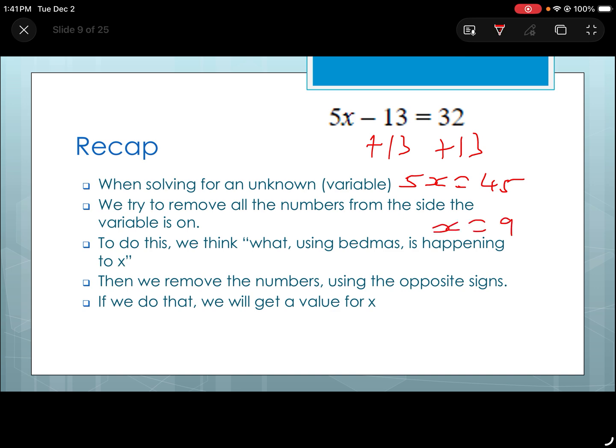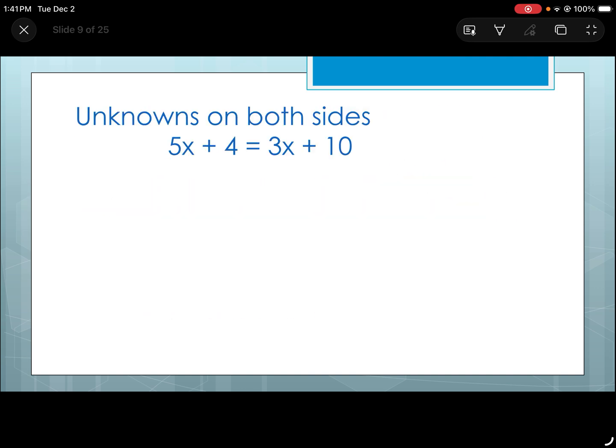So we try to remove all the numbers from the side the variable is on. To do this, we think, using BEDMAS, what is happening to x, so multiply and then subtract. Then we remove the numbers using the opposite operations, so we got rid of the minus, so we added, we got rid of the times, so we divided. And if we do that, we get a value for x.